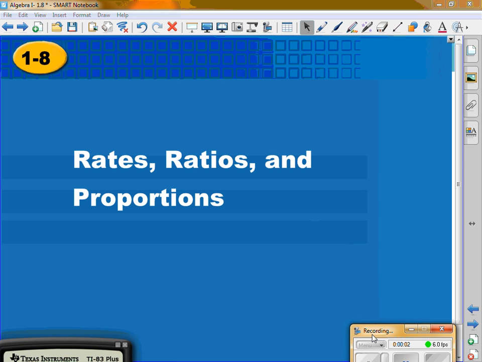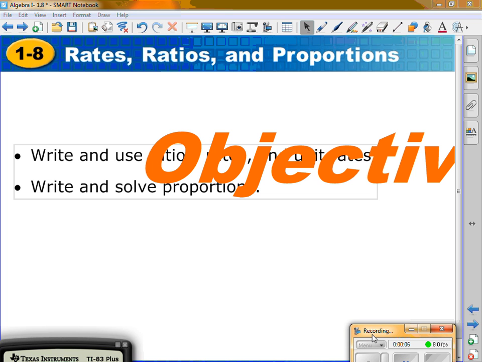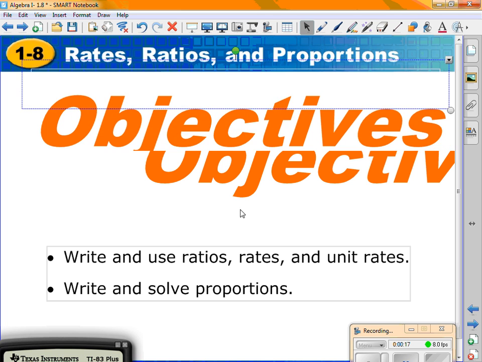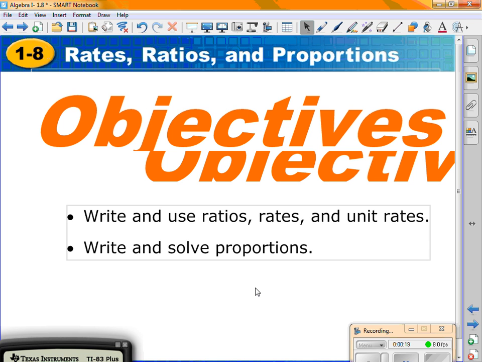Today's lesson 1.8, rates, ratios, and proportions. Our objective today is to write and use ratios, rates and unit rates, and write and solve proportions.